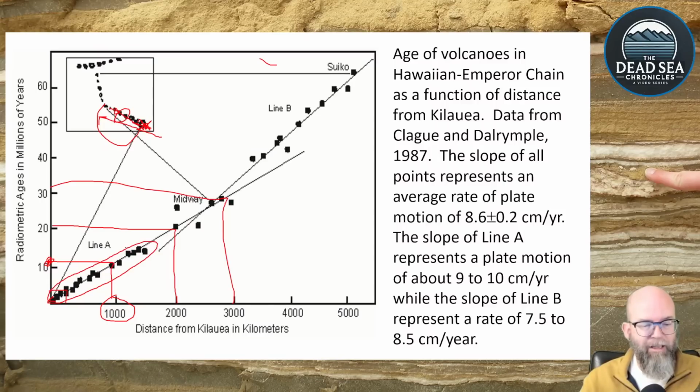And if you take any one of these dates and divide by the distance, you get how fast the plate's been moving over that period of time. And what you get is something like 8.5, 8.6 centimeters per year. That's 86 millimeters, by the way. So this is a pretty fast moving plate. That's how fast we measure it to be moving by GPS today. So it's moving at that rate today.